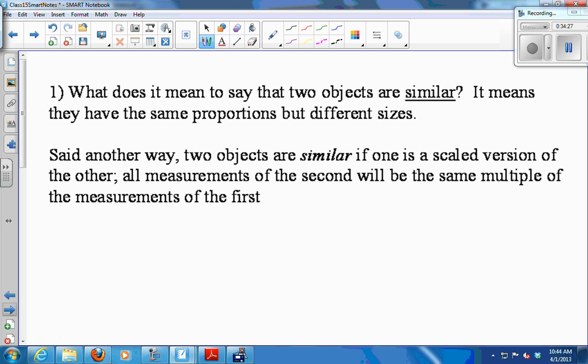So, what does it mean to say that two objects are similar? It means they have the same proportions or the same shape, but different sizes, right? If somebody took a photograph of me, the picture would be similar to me in that they're the exact same shape, but one of them is much smaller than the other. Or a scale model of a building would be similar to the real building. Two objects that have the same shape but different sizes are similar, or one is a scaled version of the other. So all the measurements of the second are some multiple of the measurements of the first.